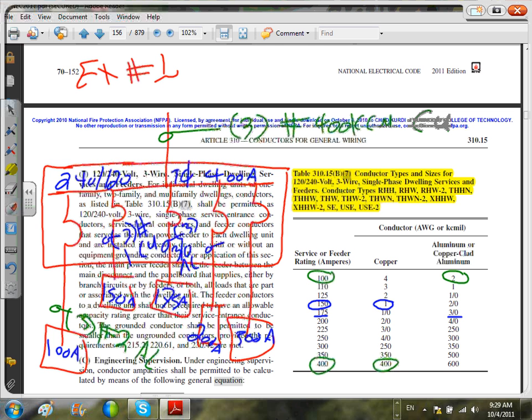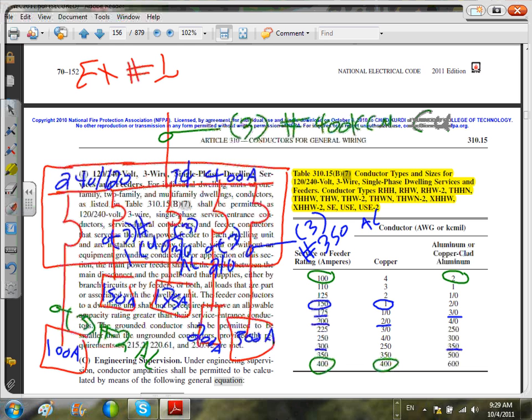200 amp. 200. What do you guys want to do? Copper or aluminum? 200. I like copper. Let's go 200. We'll cover 2/0. So I have 3 conductors, 2/0. The last one I like to do aluminum. The last one is what? 300. Here's my 300. I want to go all the way to the aluminum, right? 350. So 3 conductors, 350 AL. Done. You size the whole system.